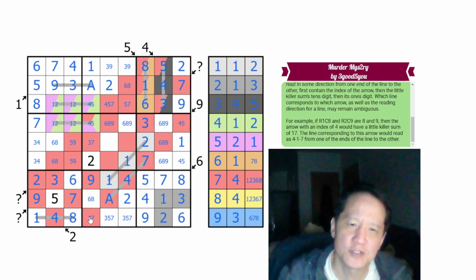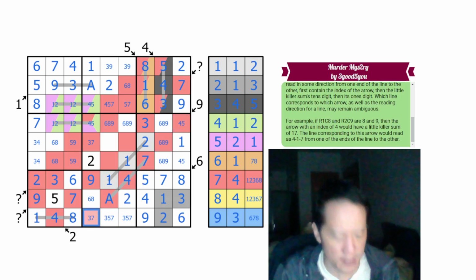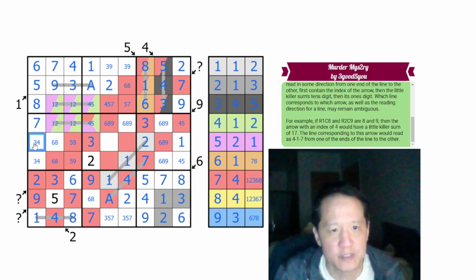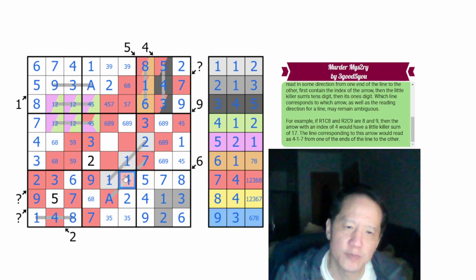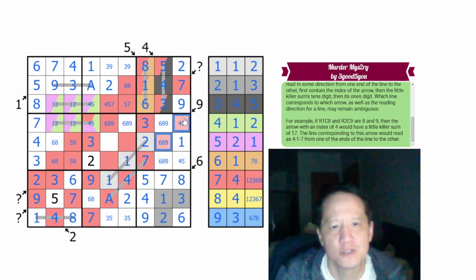So if this is 3, 4, 7, these would have to add up to 16. So this cannot be 3. This has to be 7, which makes this 3, which makes this 4, which makes that 3. These can't be 7 anymore. So this adds up to 18, right? So 7 plus 4 plus 7 is 18. So these two must add up to 12.